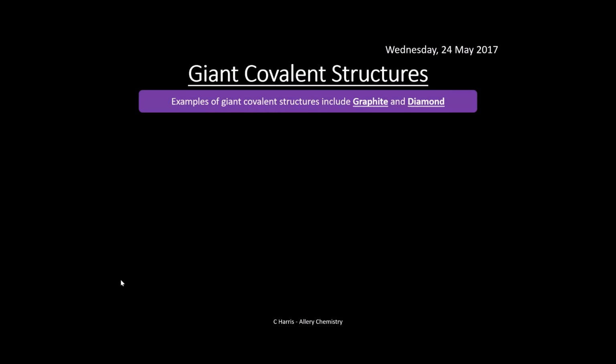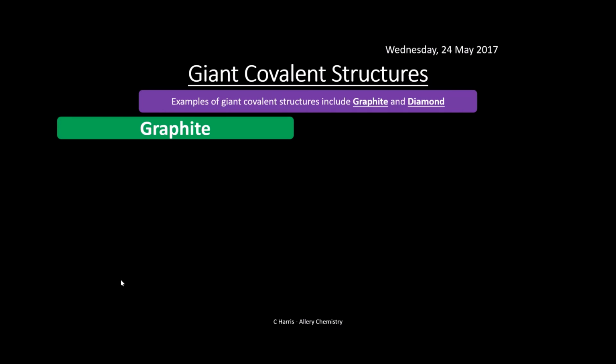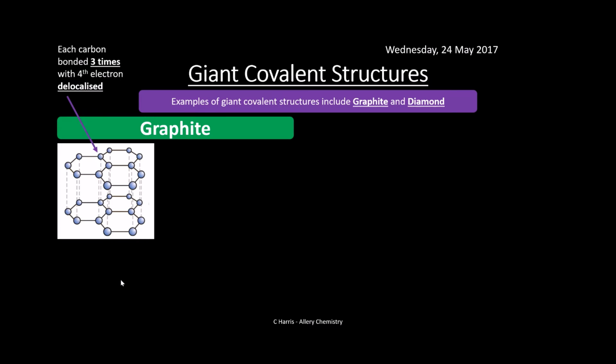Okay, giant covalent structures. Examples of giant covalent structures include graphite and diamonds. Graphite is basically layered, as you can see in the diagram. Each carbon is bonded 3 times, with the 4th electron being delocalized. Looking at each carbon atom here, there's one bond there, one there, and one there. So it's bonded 3 times, with the 4th one being delocalized, which you can see by that dotted line.